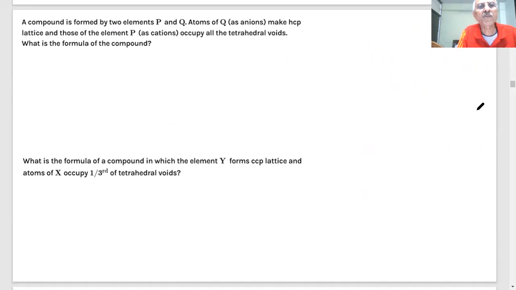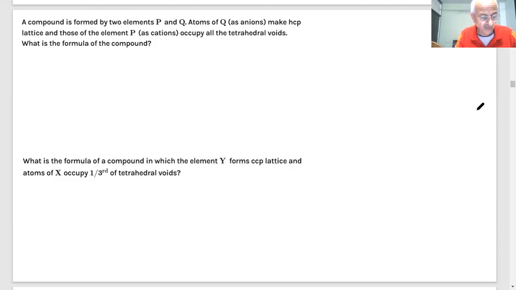A compound is formed by two elements P and Q. Atoms of Q make the HCP lattice. Bigger ions always occupy the lattice. I have given you a table also to show the radius ratio, and the coordination number has been asked in the paper. What is the coordination number of a tetrahedral void? You have seen 4. Octahedral, how many? 6. Sometimes they ask the coordination number.